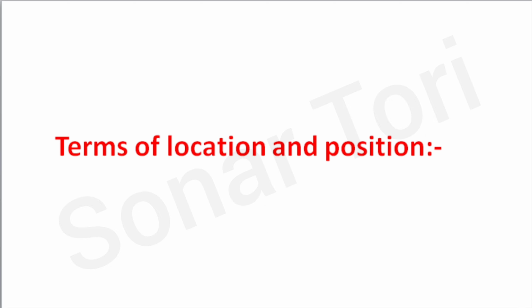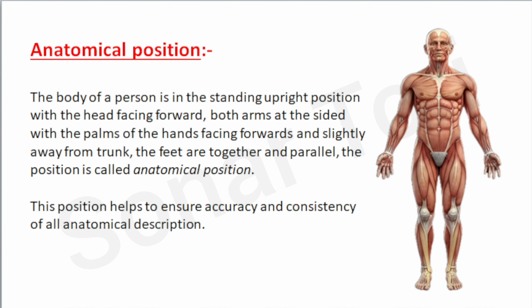So in this video I discuss terms of location and position. What is anatomical position? Anatomical position is a fixed position that helps to describe all the terminology that we use in anatomy. When a person is in a standing upright position with the head facing forward and both arms at the side, with the palms of the hands facing forward and slightly away from the trunk, and when the feet are together and parallel, this specific position is called the anatomical position.